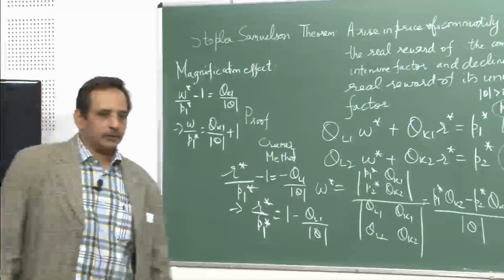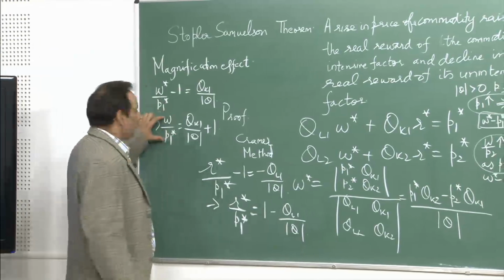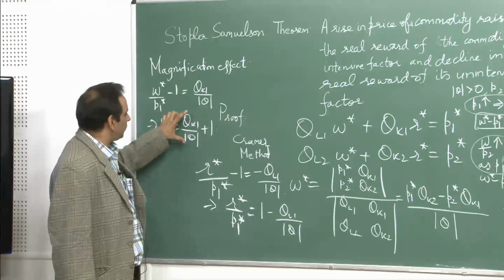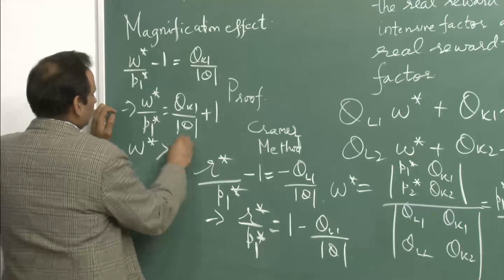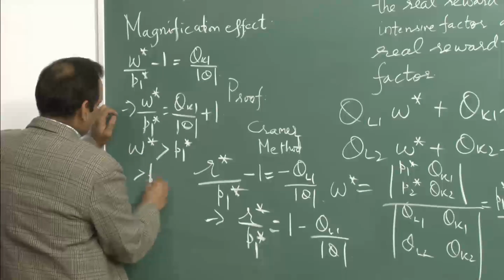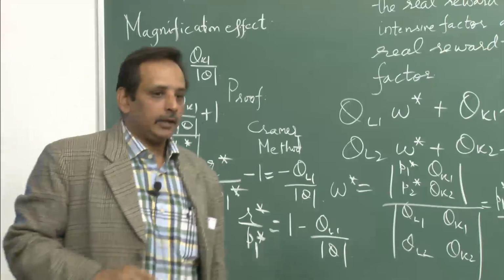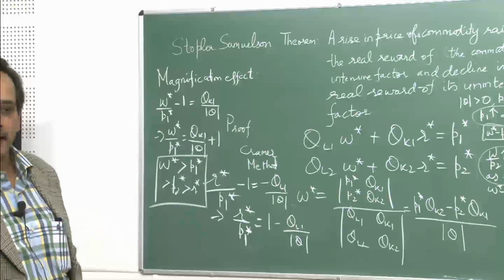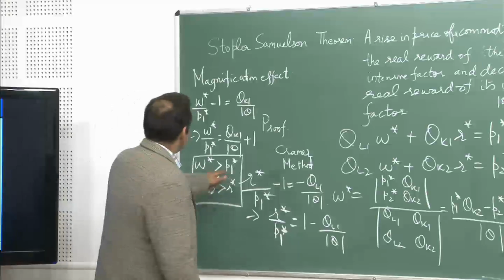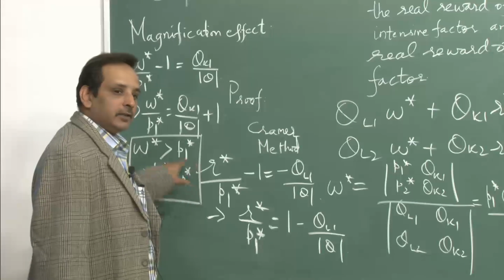Now, look at these two equations. If determinant theta is greater than 0, that means good 1 is labor intensive, good 2 is capital intensive. You would have this relative wage rate to be equal to 1 plus this. So, W star is greater than P1 star, is greater than P2 star, is greater than R star. This is the magnification effect. That means, if the price of the first commodity increases, wages also go up, but the increase in wage is greater than the increase in prices. The increase in price is greater than the increase in the price of the second commodity. This is greater than the change in the rate of return on capital.